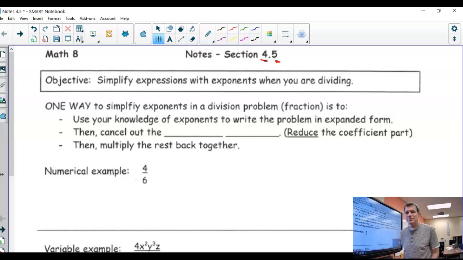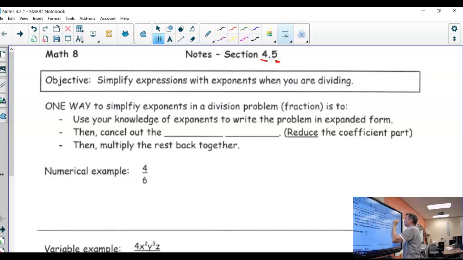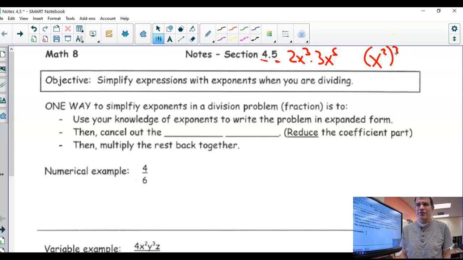We started this chapter by going over what you do when you have terms multiplied together, like 2x to the third times 3x to the fifth. What happens to the exponents when you're multiplying terms? You add them, right? And then we did a section where you have a power to a power, and what happens to the exponents when you have a power raised to another power? You multiply them, right? So today we are going to look at exponents when you are dividing.